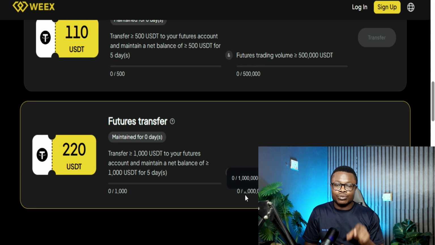Remember, you just need to make a deposit, transfer it to your futures account and start trading, and you can claim this money all for free.